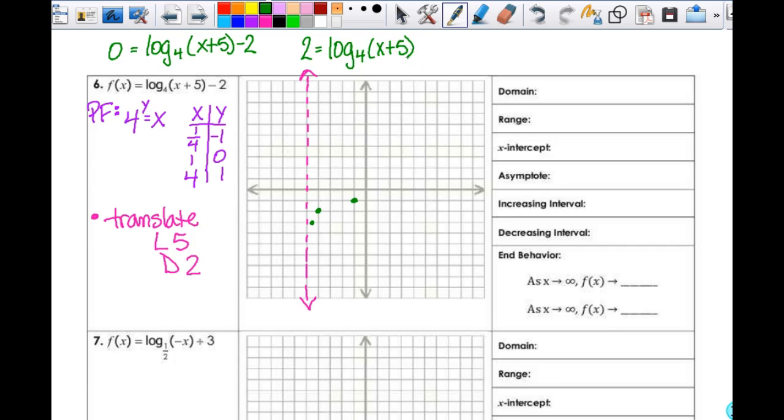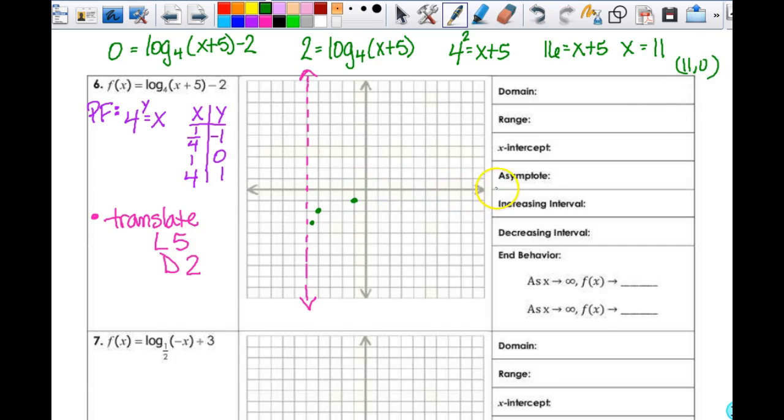Can I rewrite this as an exponential? What's the base of my log here? 4. So just like I rewrote it here, I can make this 4 to the second power equals x plus 5. Does that make sense? Rewriting it as an exponential. So what's 4 squared? 16. So I get 16 equals x plus 5, which means x equals 11. Okay, so 11, 0 is my x-intercept.